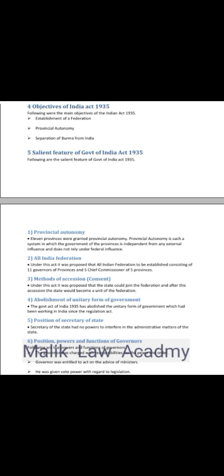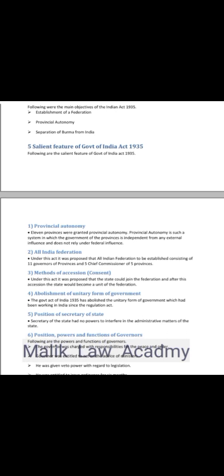All India Federation. Under this act, it was proposed that an All India Federation be established consisting of 11 governors' provinces and 5 chief commissioners' provinces. Method of consent. Under this act, it was proposed that a state could join the federation, and after this accession the state would become a unit of the federation.